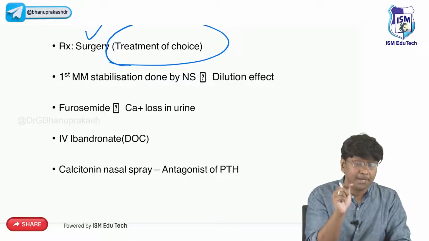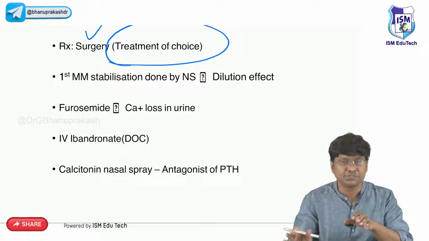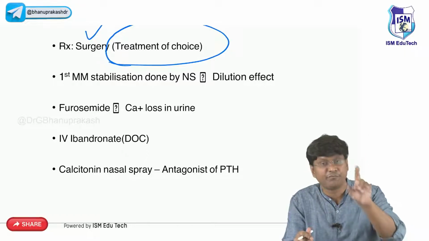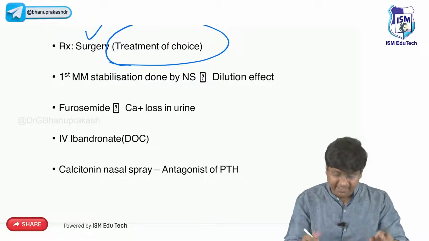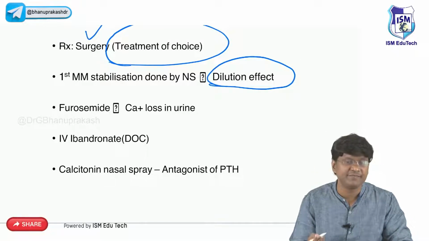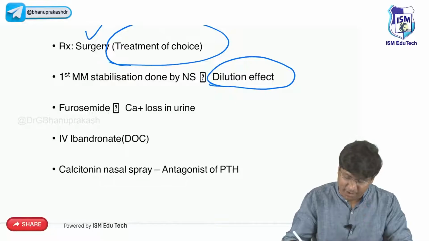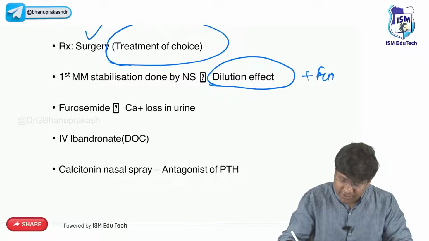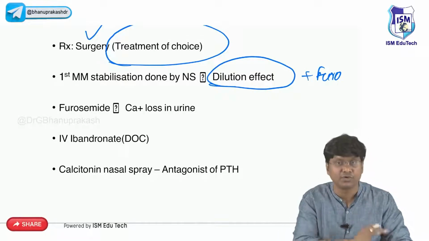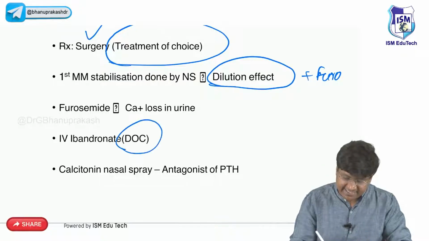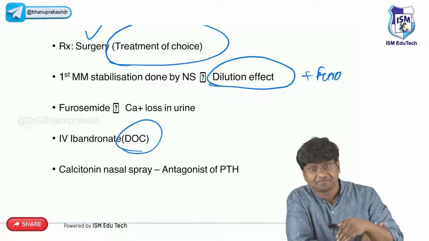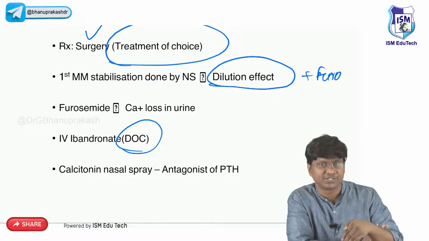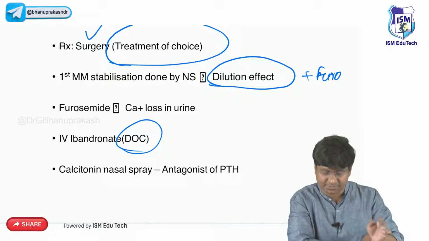Then before surgery, you have to ensure that the calcium is being normalized. For normalizing the calcium, the first line treatment will be the IV fluids that will cause a dilution effect, and along with IV fluids you also need to give furosemide that will cause flushing out of the calcium. And what exactly is the drug of choice? Ibandronate, that will prevent the bone resorption. This is your bisphosphonates that will prevent the bony resorption, right?